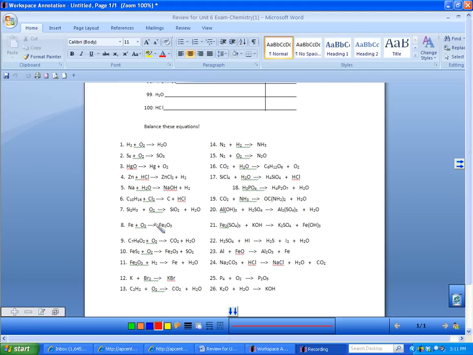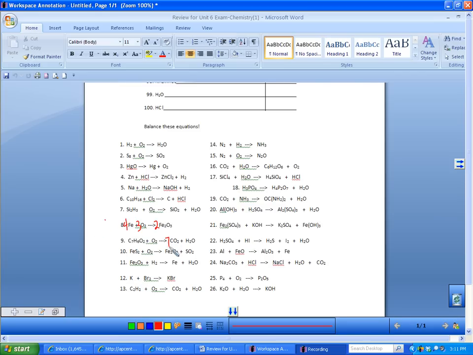1 iron, 2 irons. 2 oxygens, 3 oxygens. 3 times 2 gives me 6. 2 times 3 gives me 6 oxygens, so my oxygens are good, but I don't have my irons balanced anymore, so I'm going to change that to a 4.